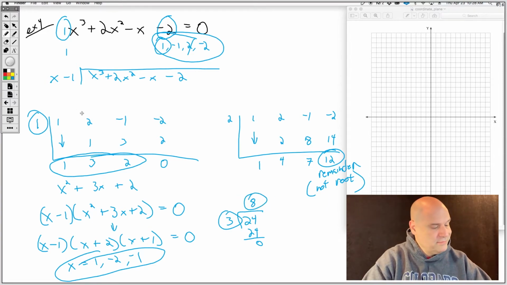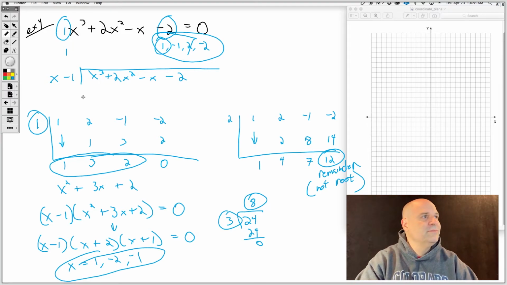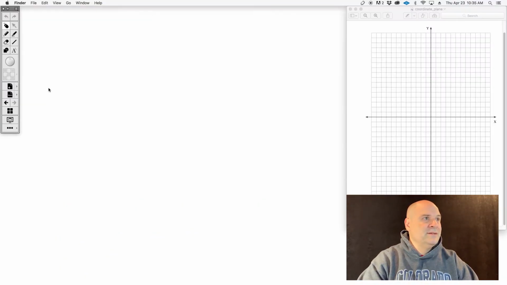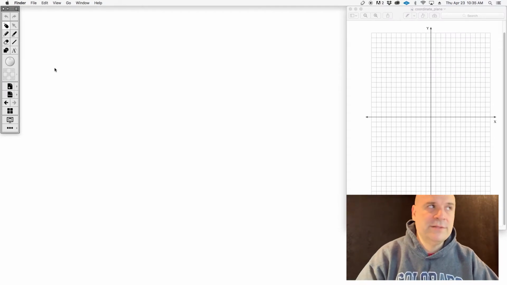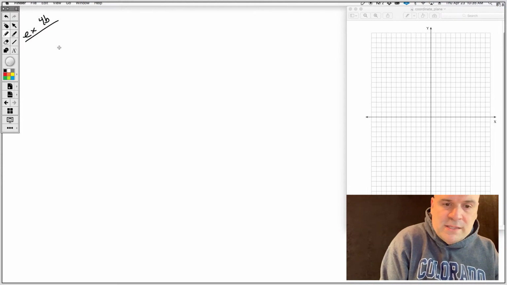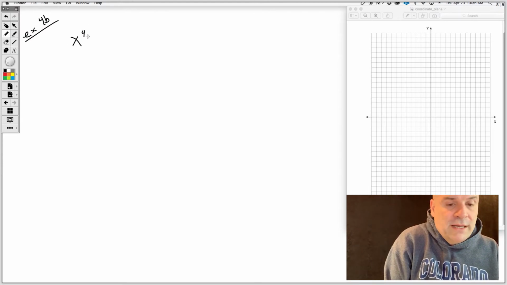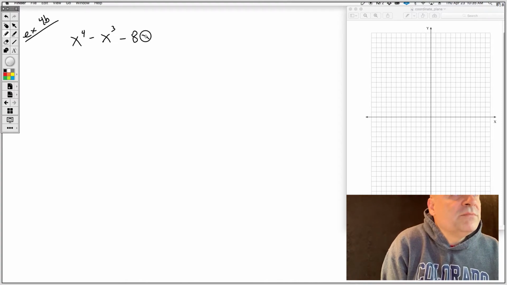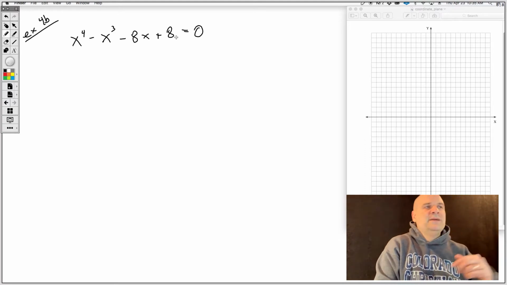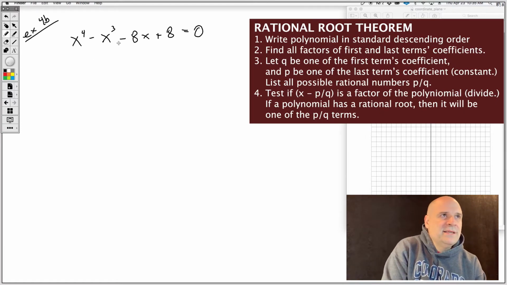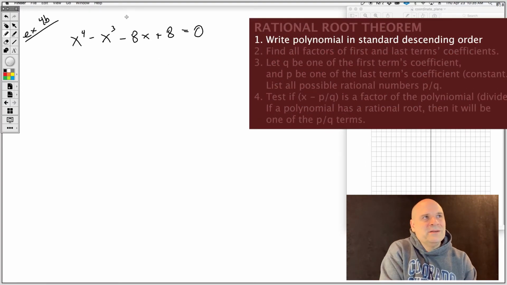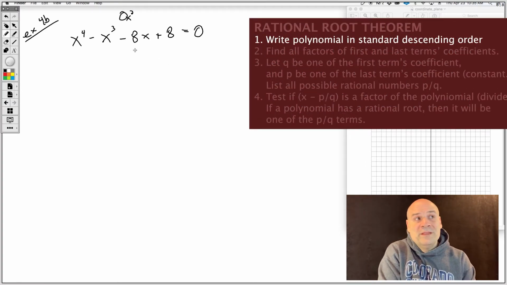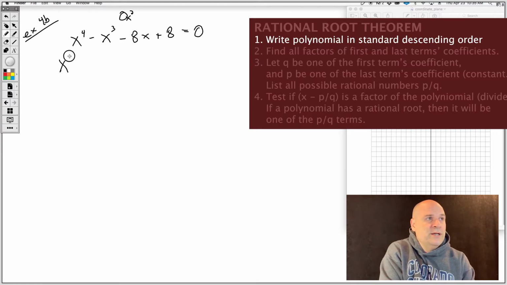Let's try B. B's always classic B. Not necessarily easier. It's usually more challenging. So we're going to find the roots of this equation: x to the 4th minus x cubed minus 8x plus 8 equals 0. Okay? So it's already lined up nicely, but what we're gonna do is add an x squared term. If there's no x squared term, we're just gonna say no x squared term.